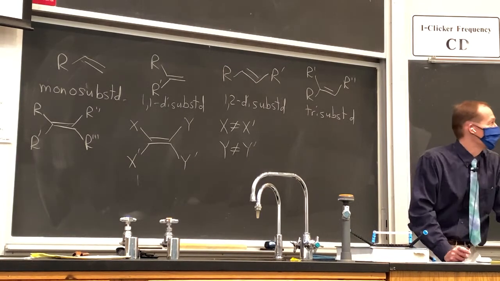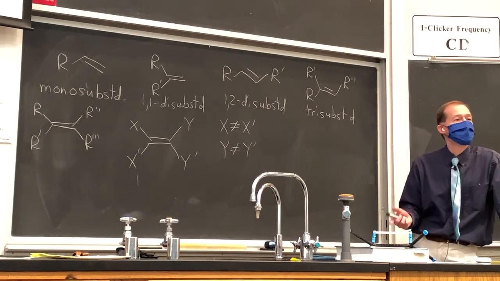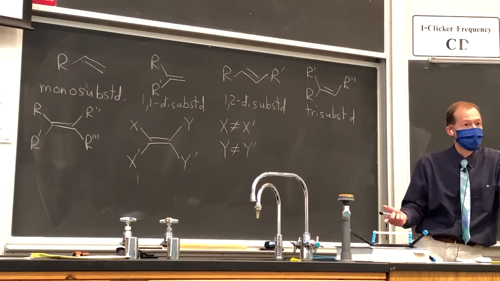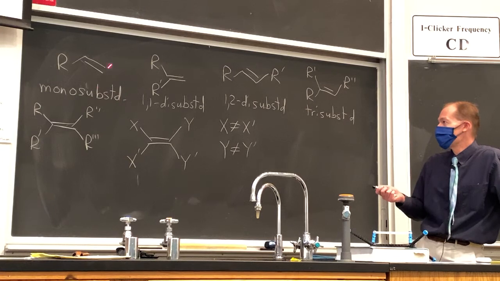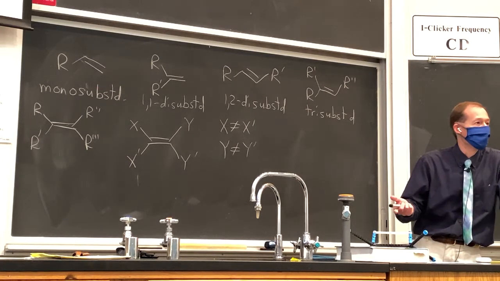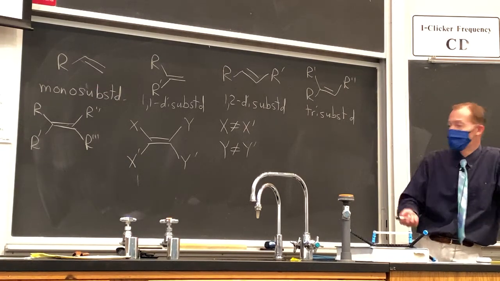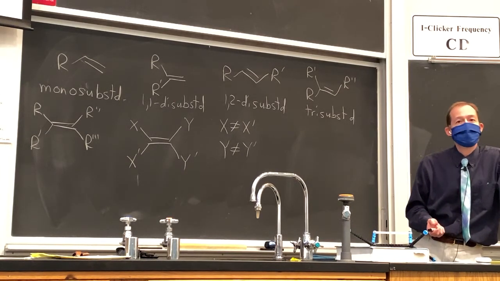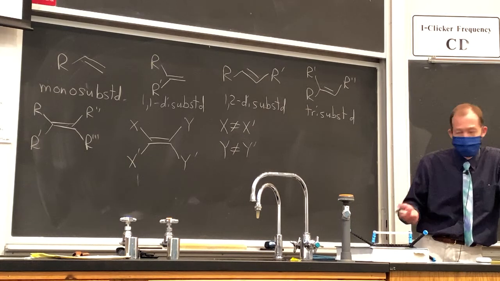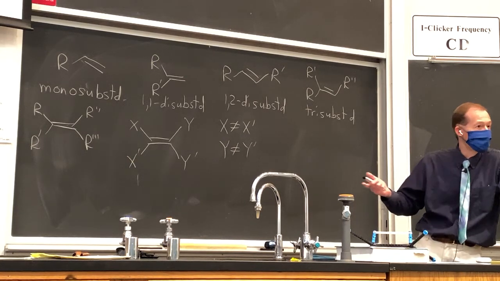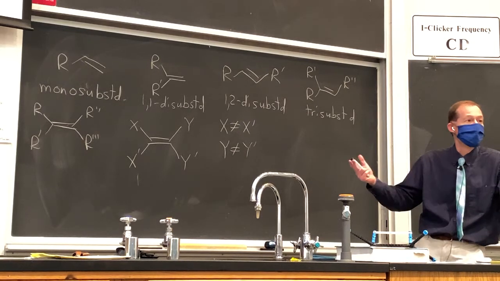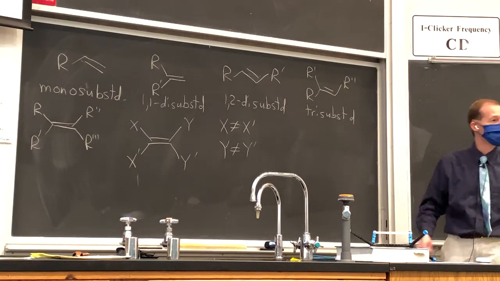So if we look at a monosubstituted alkene, could we have cis and trans isomers with a monosubstituted alkene? We could not, okay? Because we're always going to have two hydrogens on one of the carbons of a monosubstituted alkene. What about a 1,1 disubstituted alkene? Could we have cis and trans isomers? Nope. We're always going to have two hydrogens, same reason. 1,2 disubstituted, yeah, we're always going to have cis and trans isomers in this case.